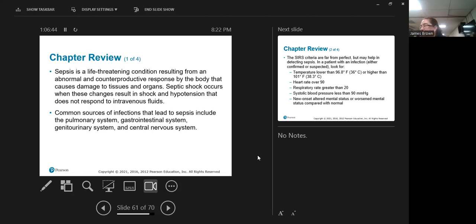Know the differences between septic shock, anaphylactic shock, and cardiogenic shock. Common sources of infection that lead to sepsis include the pulmonary, GI, GU, and the central nervous system.